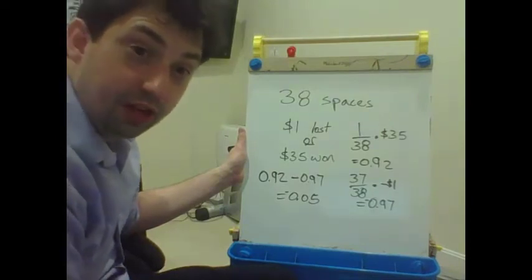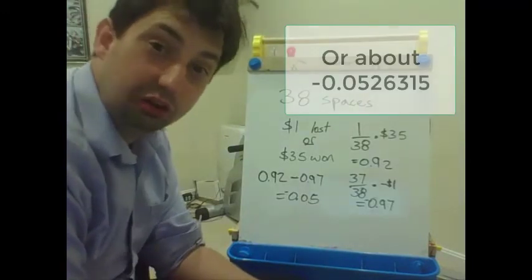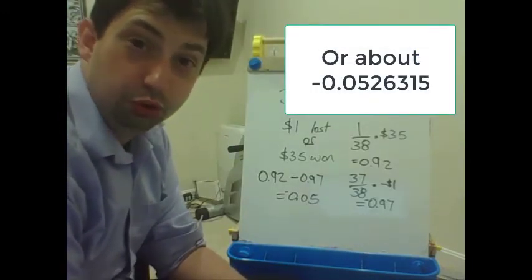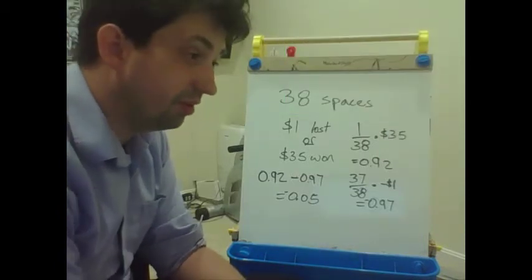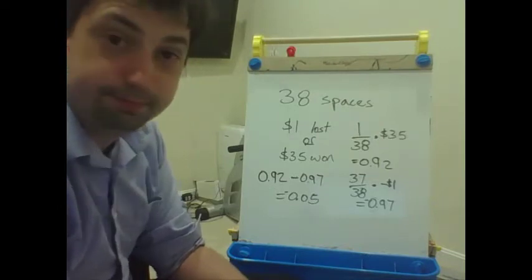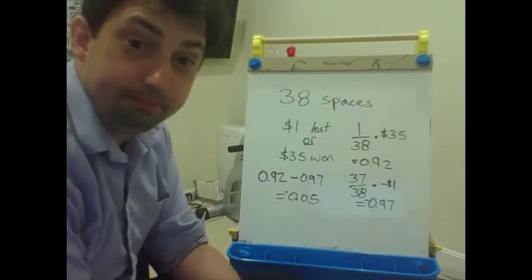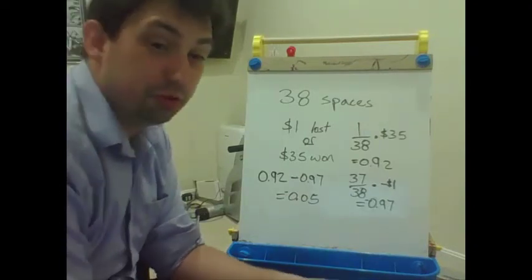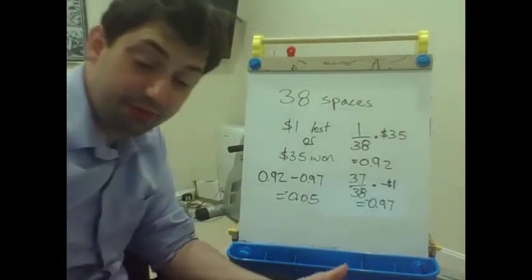If you play this game 1,000 times, on average, you will lose a nickel every time you play the game. 1,000 times, what is that, 50 bucks? Play the game 1,000 times, lose 50 bucks. Yeah, it's possible that you'll make more. It's possible you lose more. It's possible you lose less. On average, you're going to lose money.